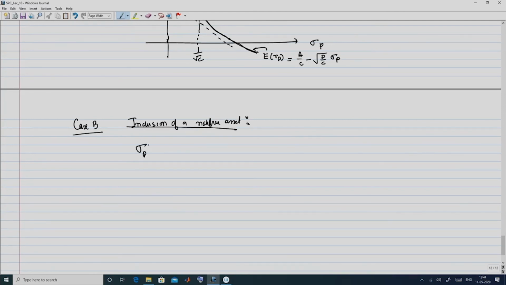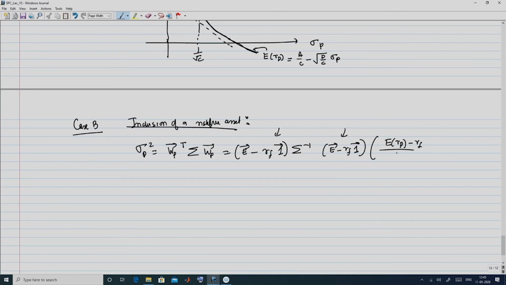So, in this case, sigma p square, which is vector W p transpose sigma W p, and this is, you will recall, E minus R f vector 1 sigma inverse E minus RF vector 1, and of course, with each of these terms we will have the lambda value of ERP minus RF over H, and for both of them this becomes square. So, thus we can write that sigma p can be written upon simplification.